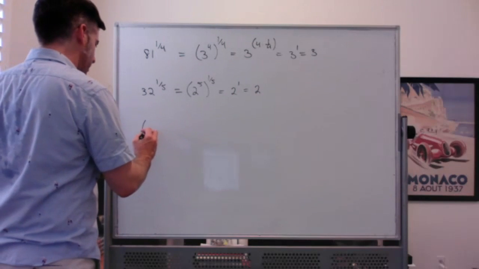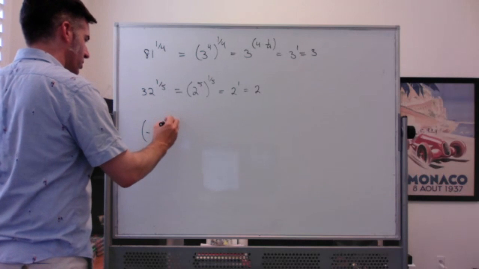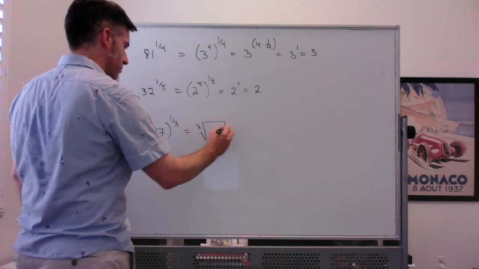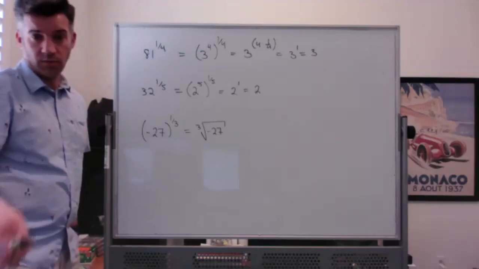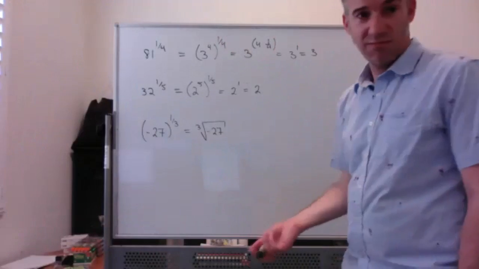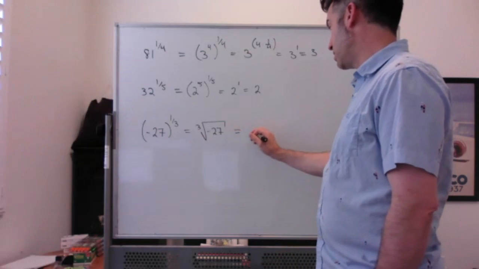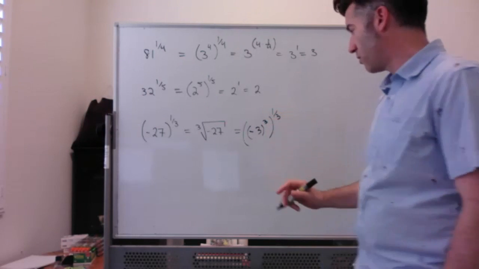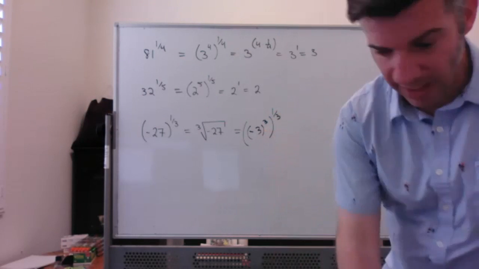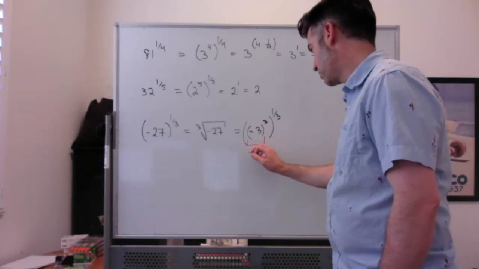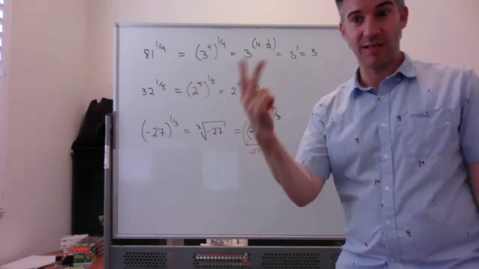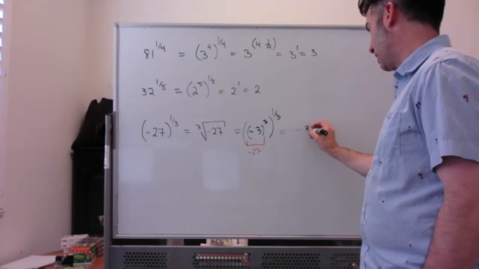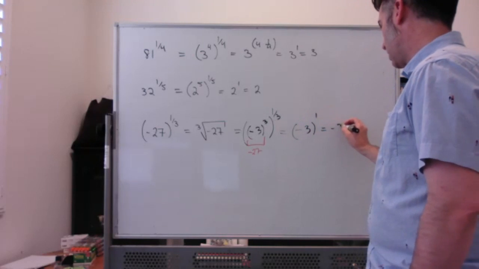In the same sort of way, we could ask, what's the cube root or the 1/3 power of -27? Okay, well, what do you multiply by itself 3 times to get -27? -3. And this is -3 to the 3rd to the 1/3. -3 to the 3rd is -27. Right? -3 times -3 is 9 times -3 is -27. And so that's going to be just -3 to the 1, which is -3.